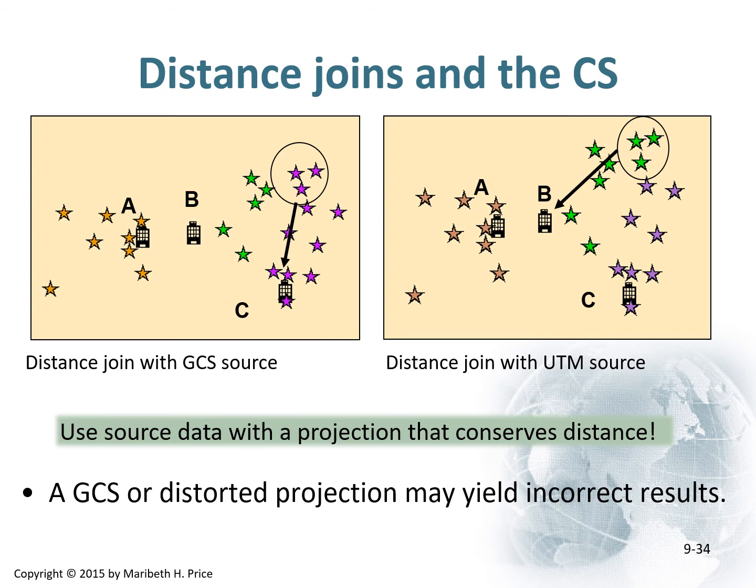A GCS, or a distorted projection, and by distorted projection we mean one that is ill-suited for the particular area. Think of using Virginia State Plane South in Northern Virginia, or better yet, think of using New Jersey State Plane for, I don't know, Montana, something like that. That's a severely distorted projection. Anyway, if you're in a GCS or a really, really bad choice of projections, it will mess up your numbers. It'll make things not look right. It'll make things wrong.